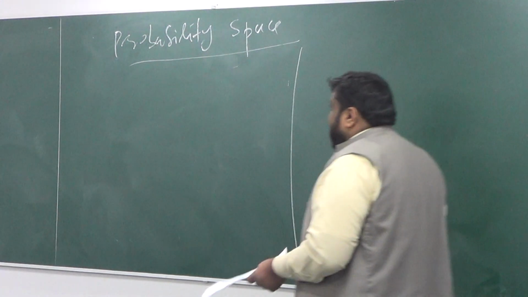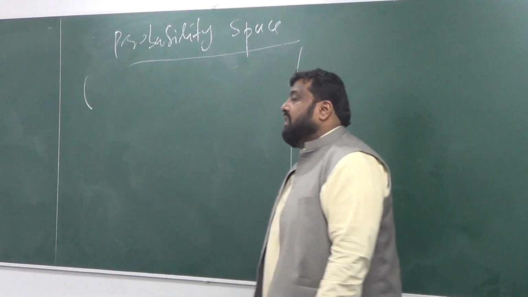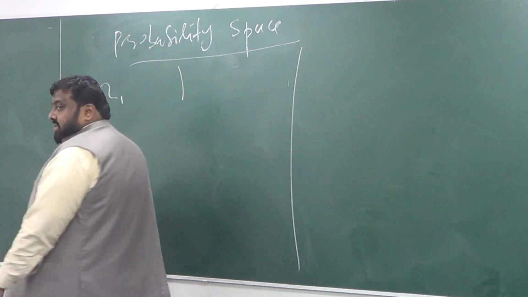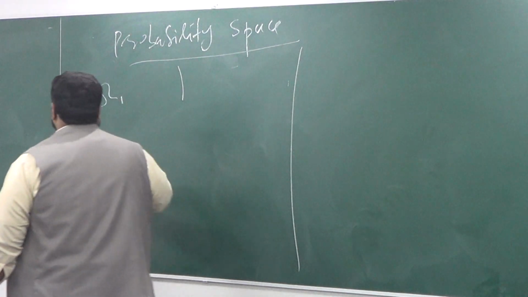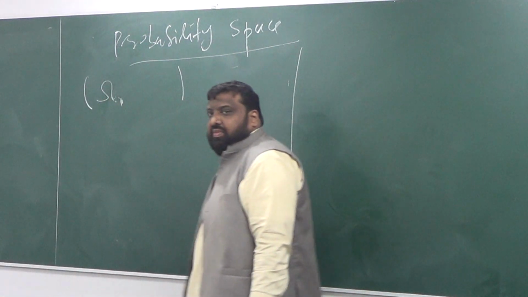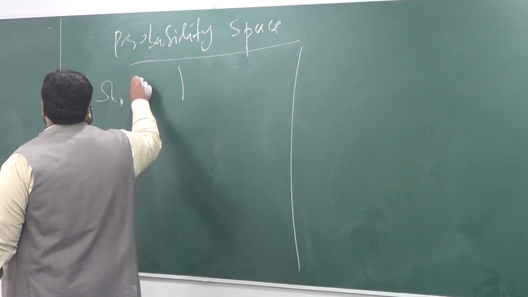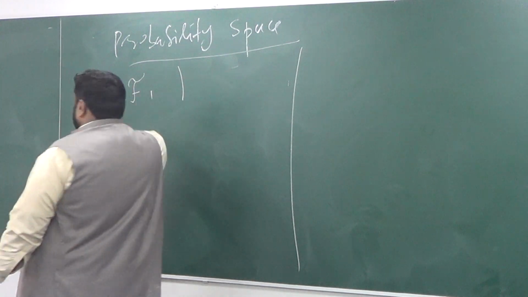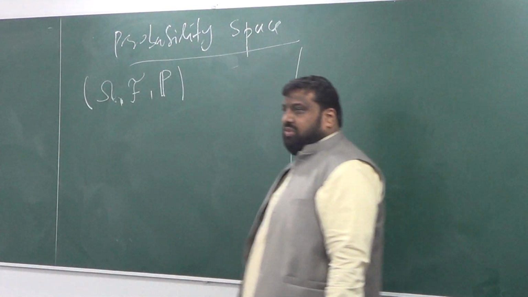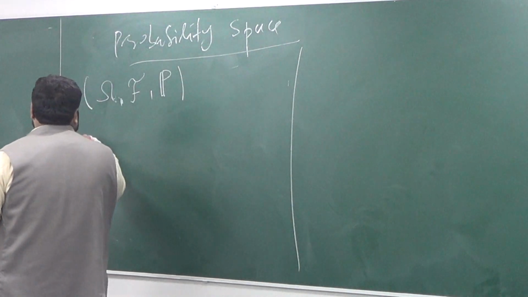Anyway, so what's a probability space? It's a triple. Omega is the sample space, and there is no restriction on the sample space. It could be anything. Then a set F, calligraphic F, and the map P. I'll talk about each of them. So what I have is the sample space omega.